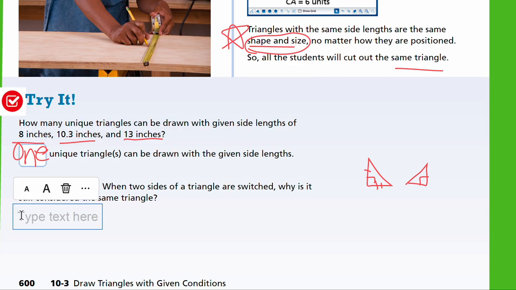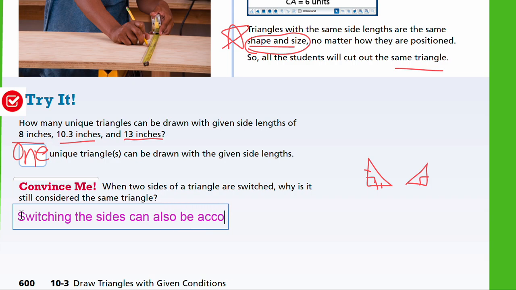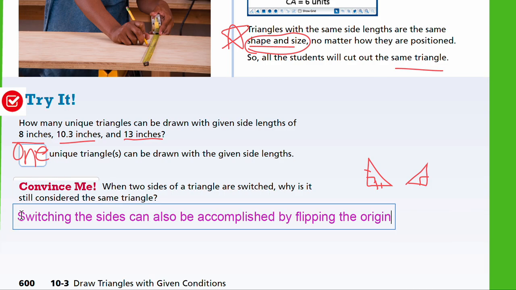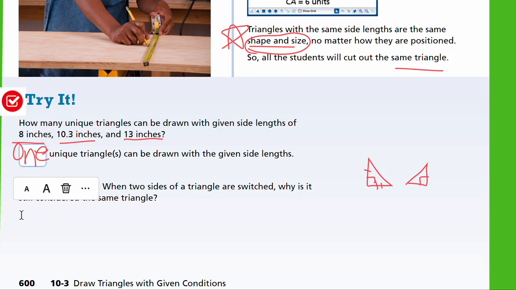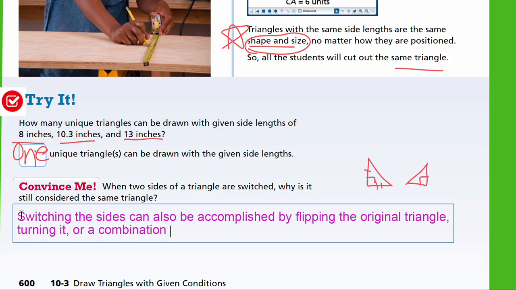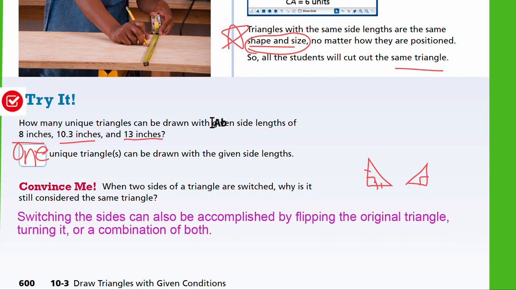So let's write that down. Switching the sides can also be accomplished by flipping the original triangle, turning it, or a combination of both flipping and turning. They're still the same size.